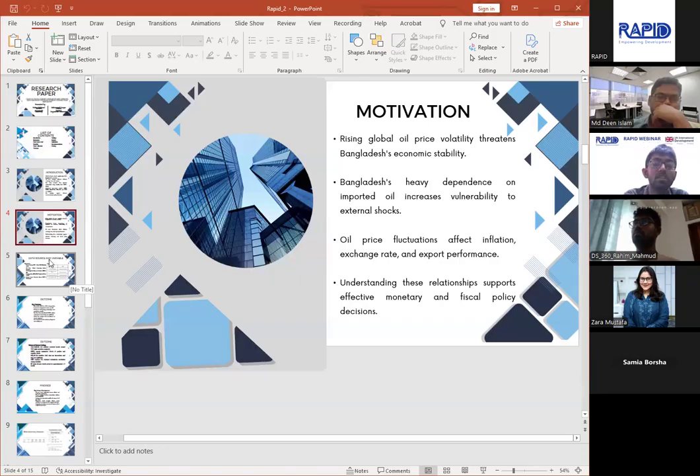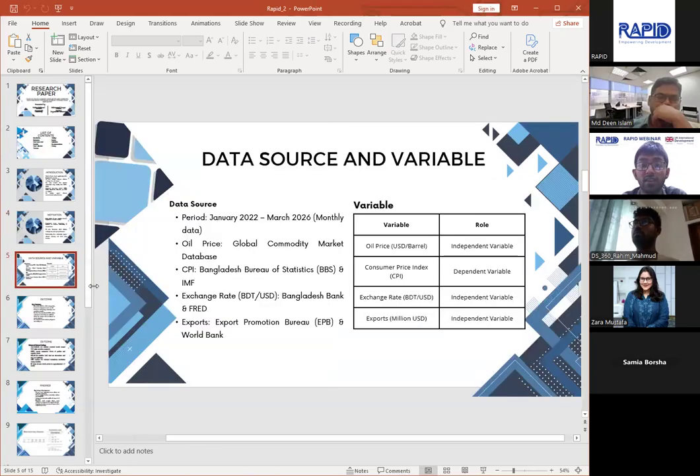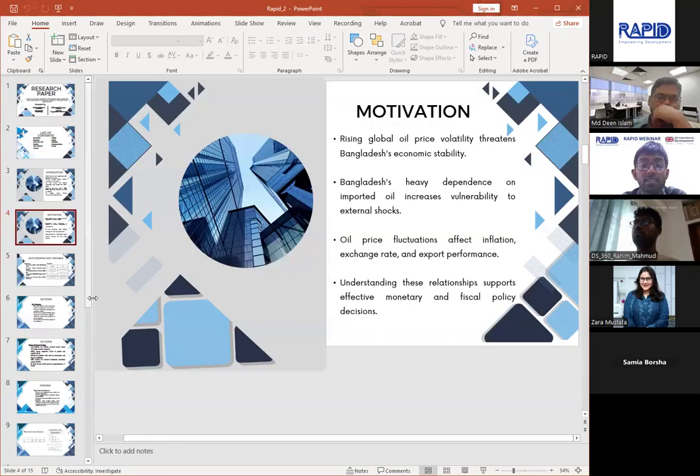The fourth reason here is most importantly, from a policy perspective, we have to understand precisely how these relationships work. Their magnitude, their timing, and their persistence is essential for the Bangladesh Bank and the Ministry of Finance for effective monetary and fiscal policy responses. Without this empirical understanding, policy interventions risk being reactive rather than proactive.